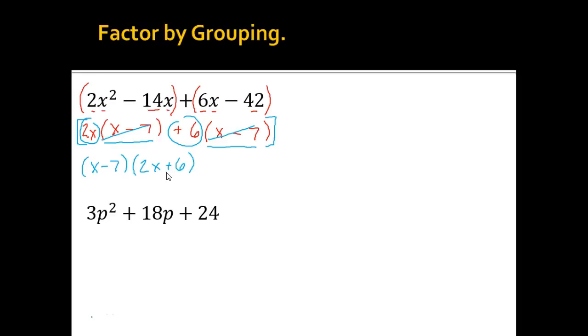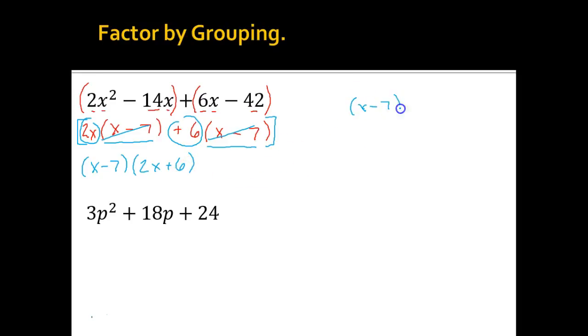This was written as a 4-term polynomial. It had 4 terms. But really it's a trinomial because you could combine the negative 14x and the 6x to be negative 8x. So we can check it.